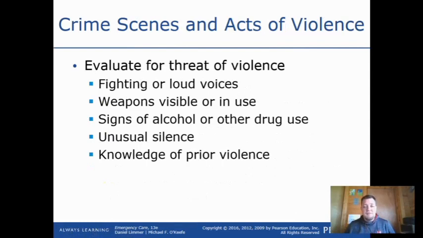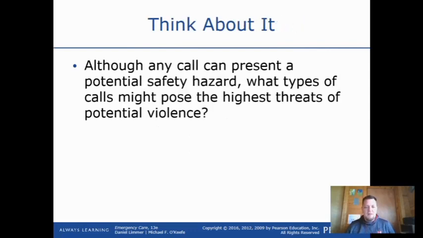Okay, so crime scenes and acts of violence. We're going to evaluate for the threat of violence. So how do we do that? We make sure that we are aware of what can cause violence and what can be a threat of violence. So fighting or loud noises, weapons visible or in use, signs of alcohol or other drug use, unusual silence, and knowledge of prior violence.